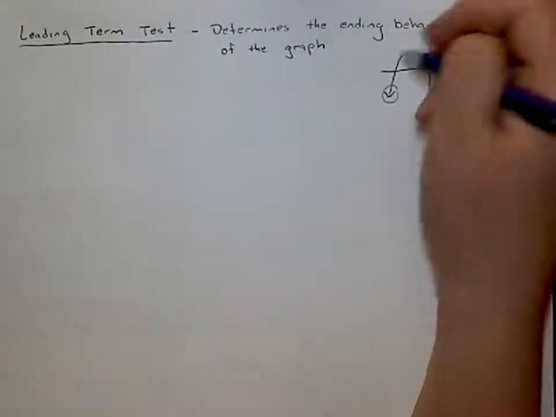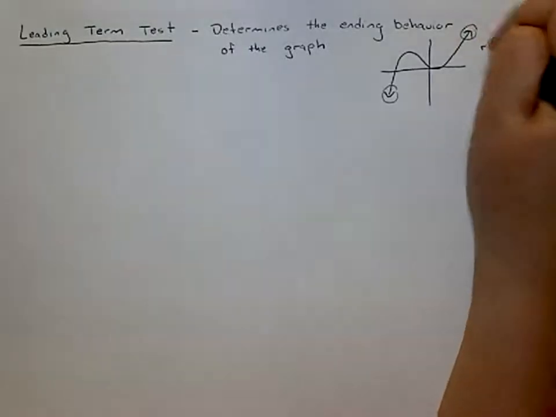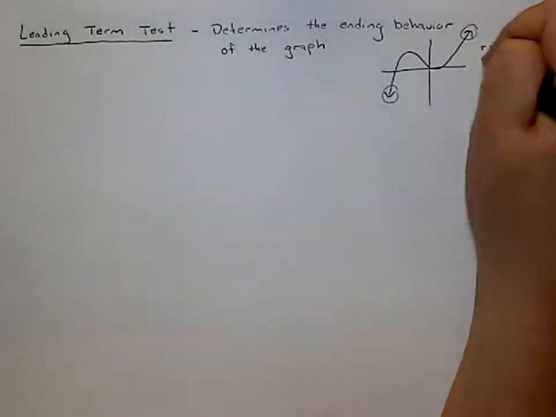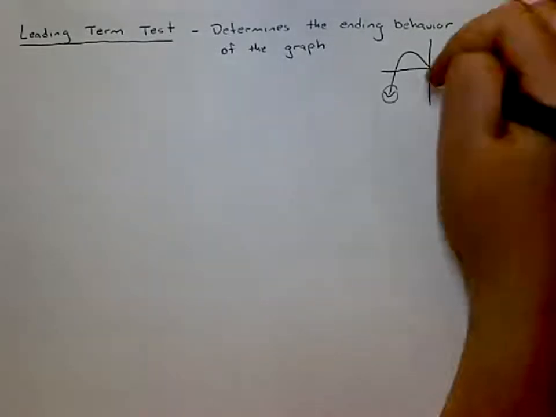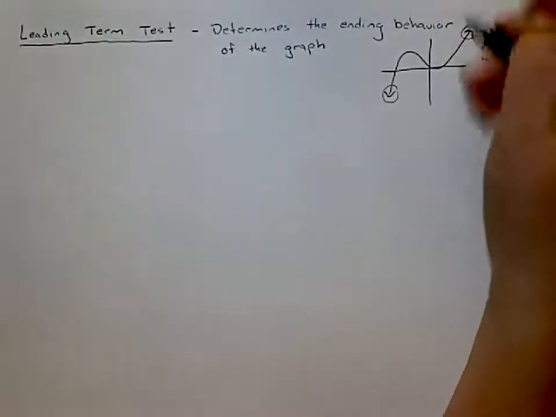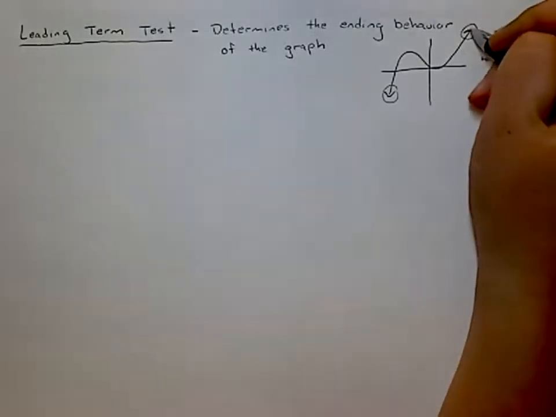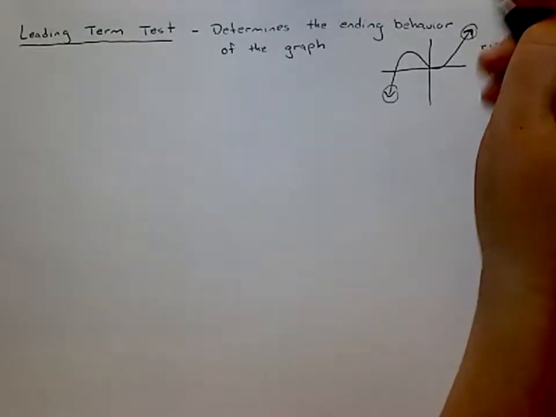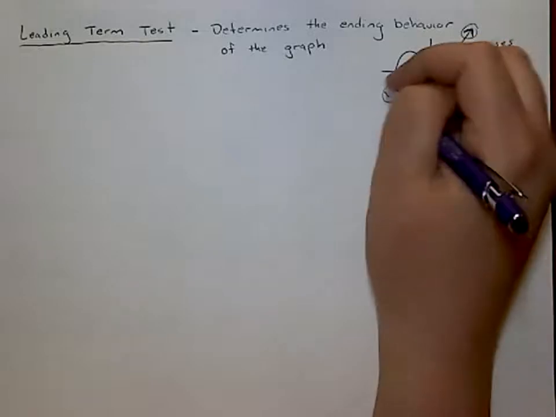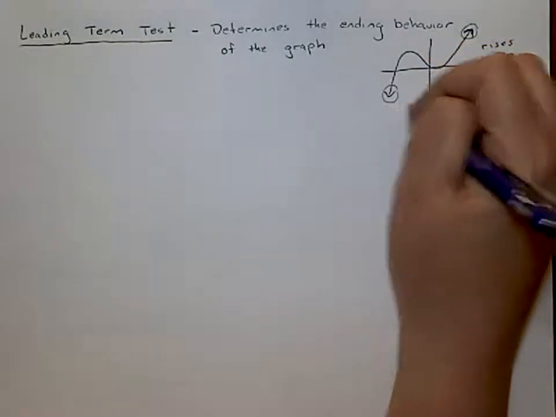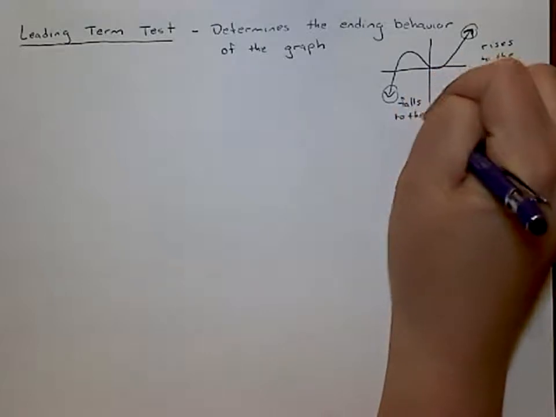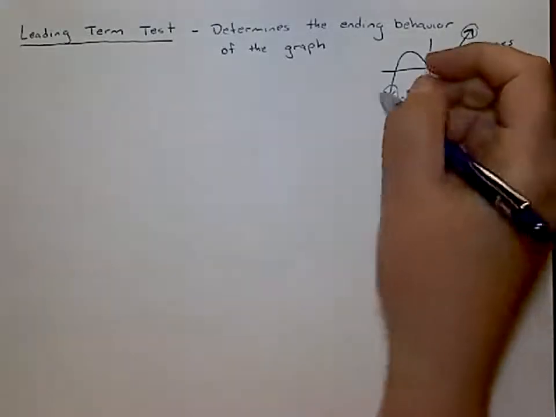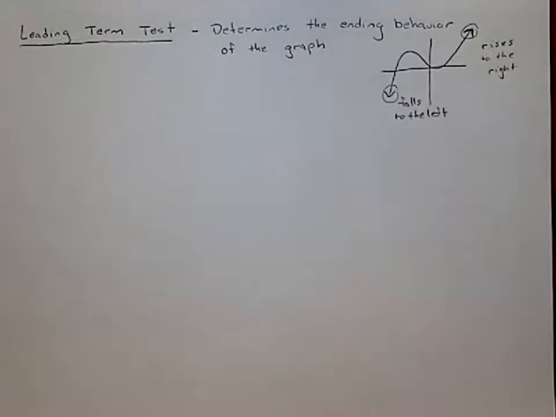So we would say this graph rises to the right, where the right side rises. That means that this arrow is pointing up. As you continue right, that graph's going to continue to go up and up and up. We would say that this particular graph falls to the left. So the left side of it is going to fall.